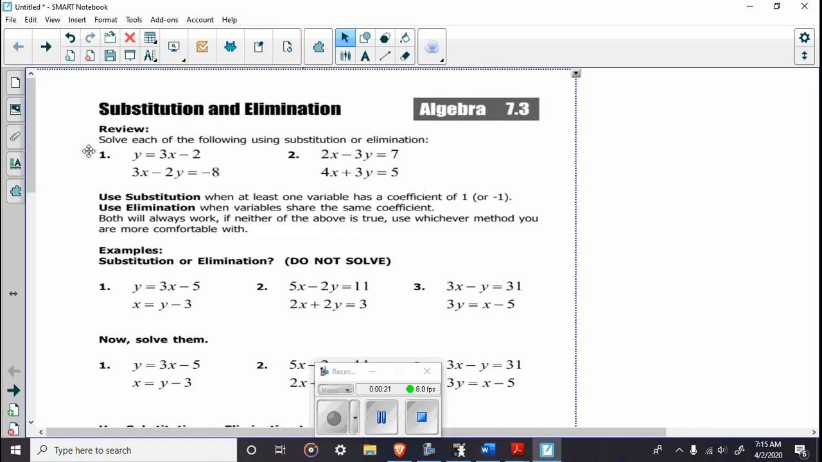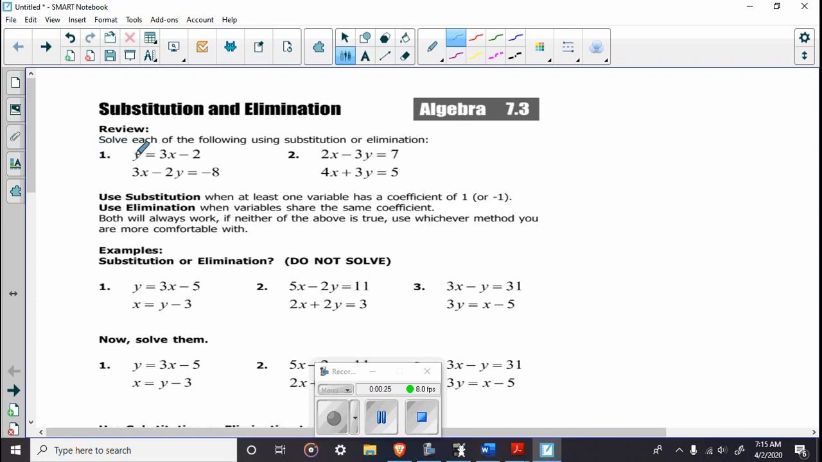Based on the information that you're given, it may be better to use one of these methods over the other. Say for example, in a couple of the things we looked at yesterday, we see that y is equal to something. Y is an isolated variable. That makes it very easy to do substitution, because if y is equal to something, then everywhere I see a y, I can replace it with that.